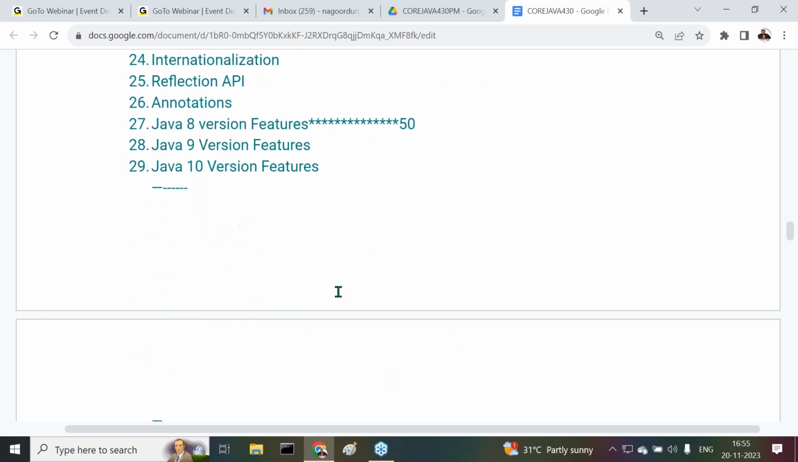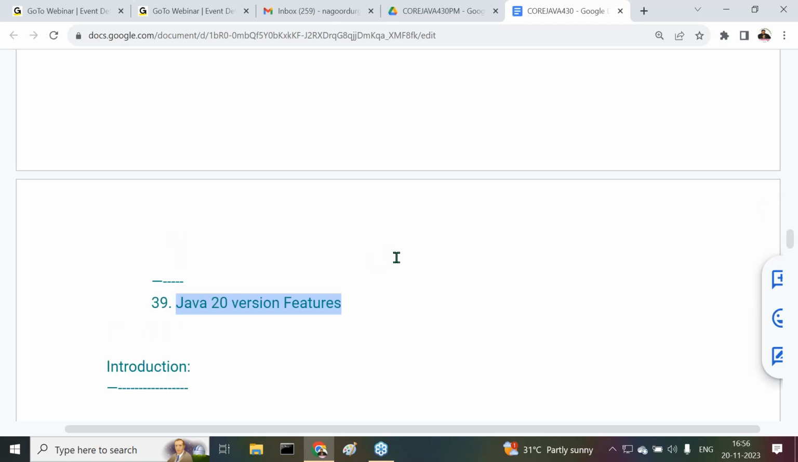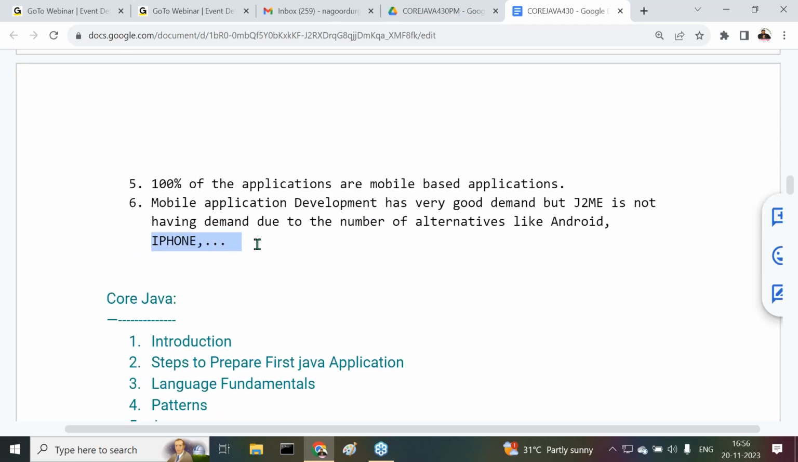Up to which version of Java are we going to cover in our content here? Up to Java 20 we are going to understand. Okay, fine. This is a clear-cut analysis of what I am telling you.